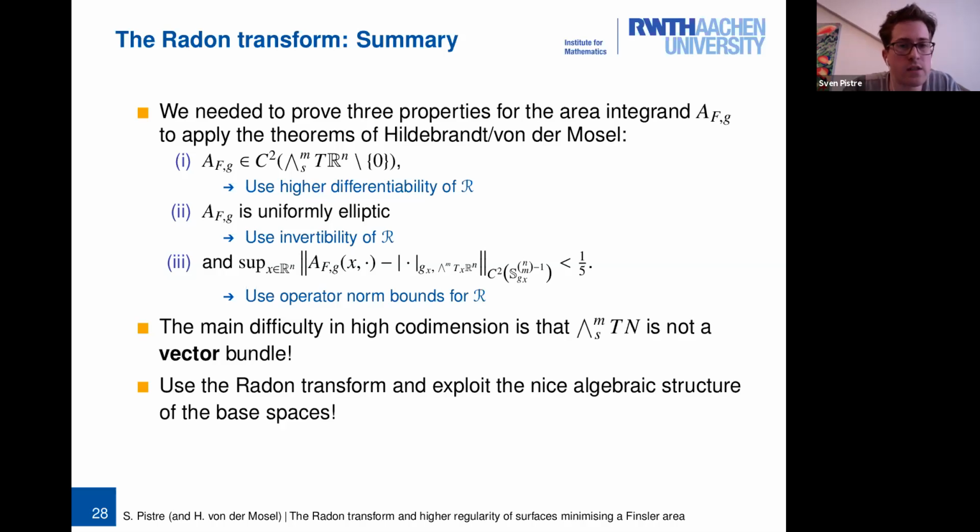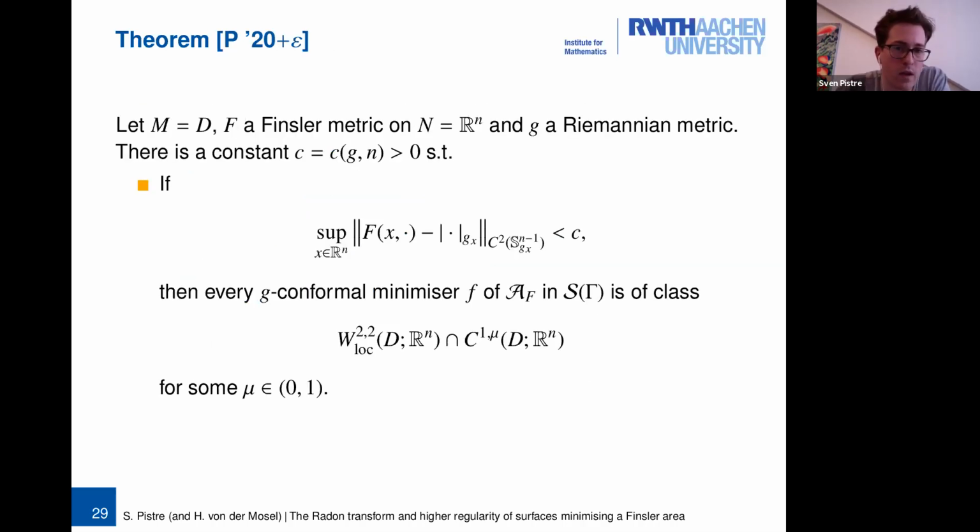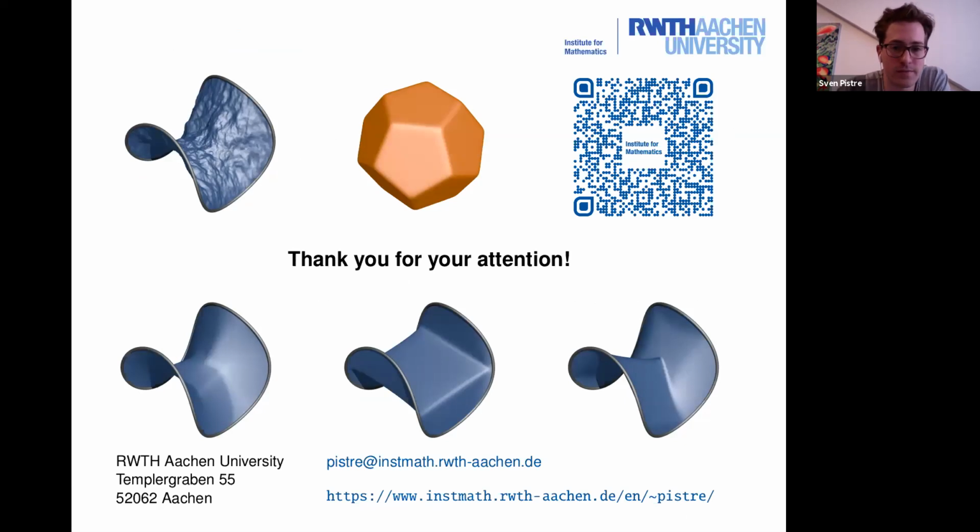The main difficulty in high codimension, at least in my opinion, was that this space of simple vectors is not a vector bundle. And the Radon transform helps very nicely with this, because you can use Lie group theory and the theory of homogeneous spaces. So again, this is the theorem, and hopefully, as I said before, this epsilon won't be too big. And with that, I would like to close my talk, and I thank you for your attention.